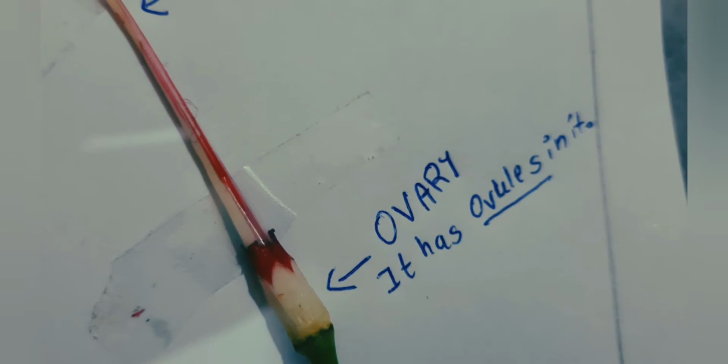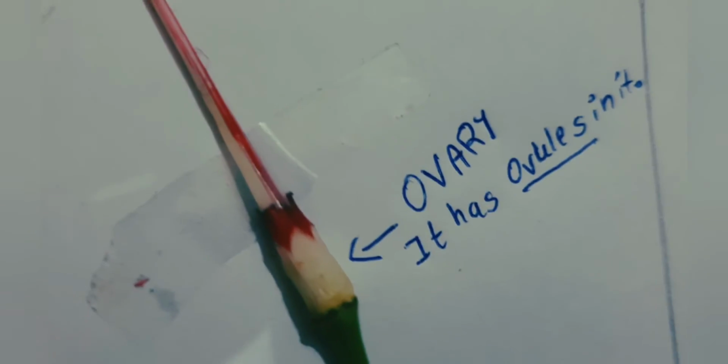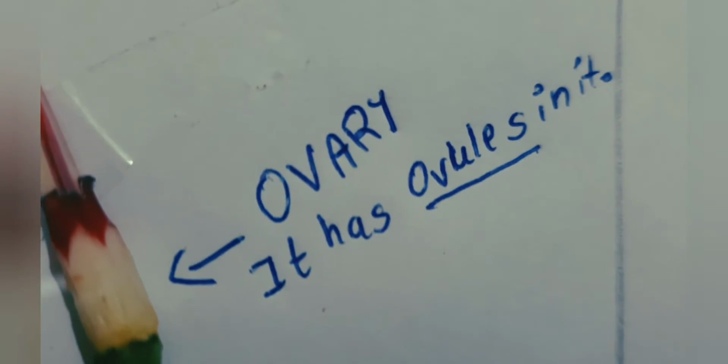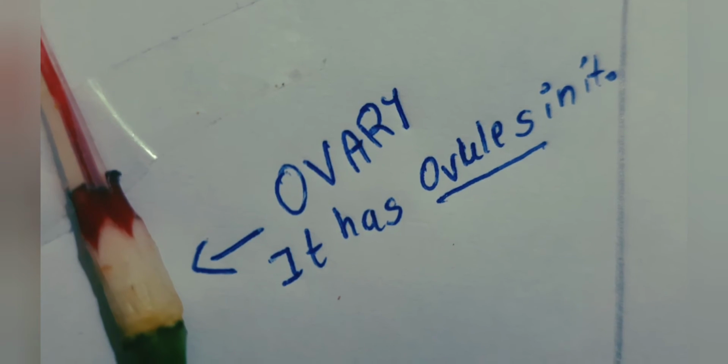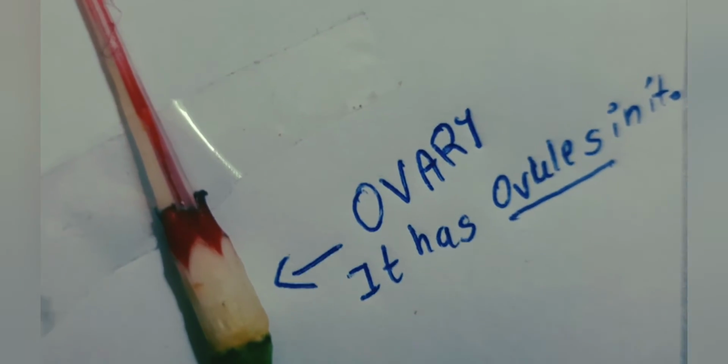Here, this is the ovary. Well, what is the ovary? The ovary is the part of a pistil that contains ovules. These ovules are small ball-like structures present inside the ovary that contain the female gametes.